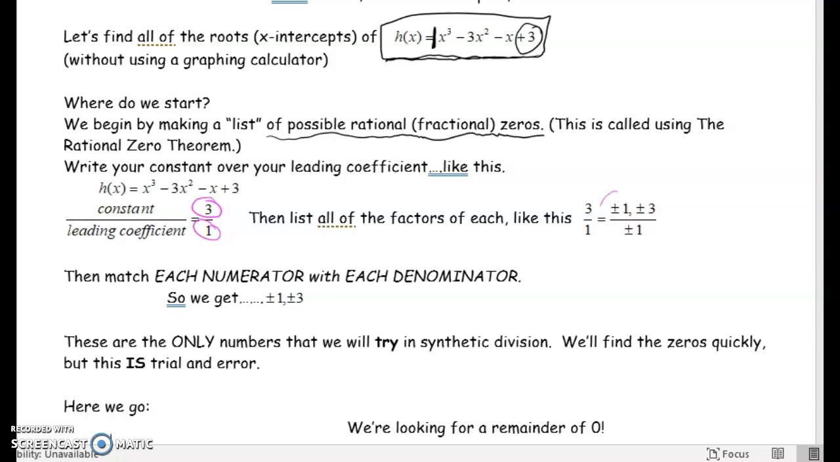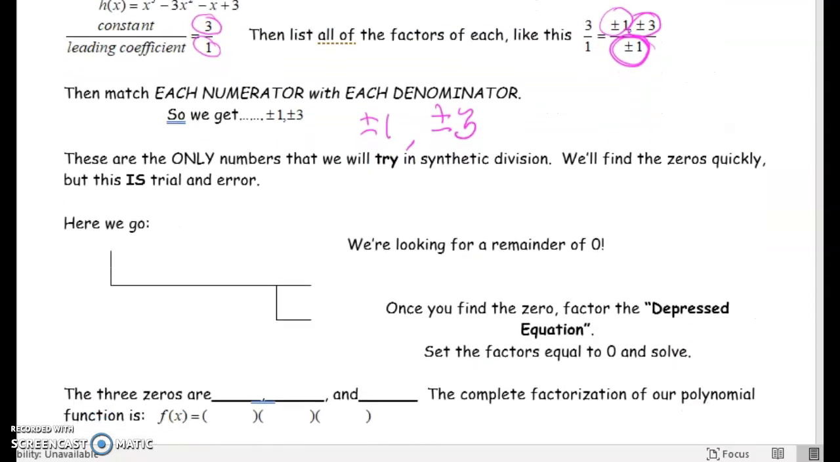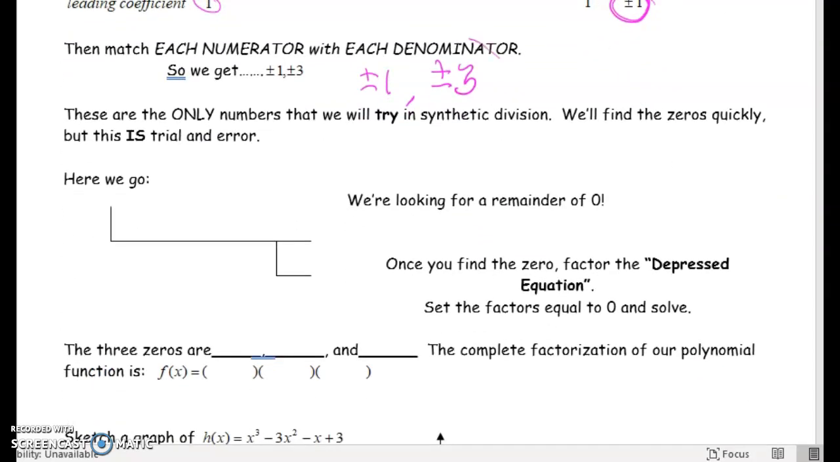So in other words, 1 over 1, which is 1, and 3 over 1, which is 3. We get used to putting plus or minus in front. So these are the possible rational zeros. Rational just means fractional. 1 is 1 over 1, therefore 1 is fractional. 3 is 3 over 1, therefore 3 is fractional or rational. These are the only numbers that we will even check in synthetic division. These are the only numbers we will try.